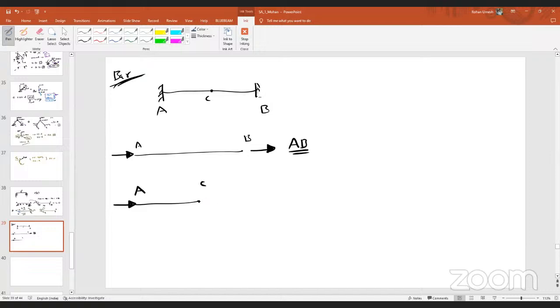Everybody will agree that at C, 3 reactions, 3 internal forces will develop. Do you guys agree? No, sir. Only 1, axial. That's why I'm telling you, we should not always go blindly. This is a bar problem. That means it will resist only the axial forces.